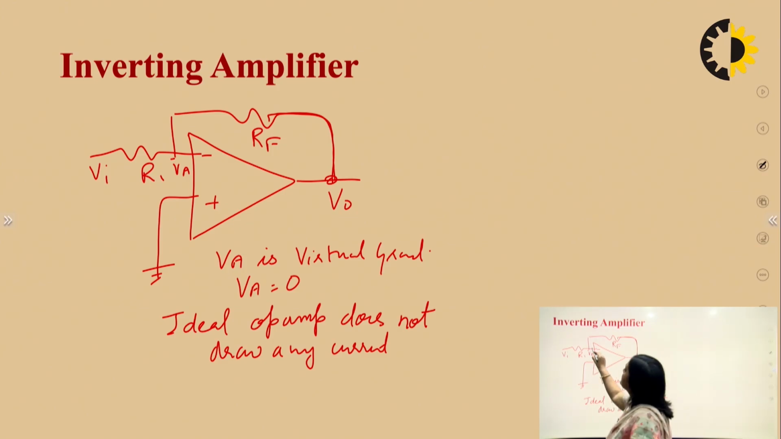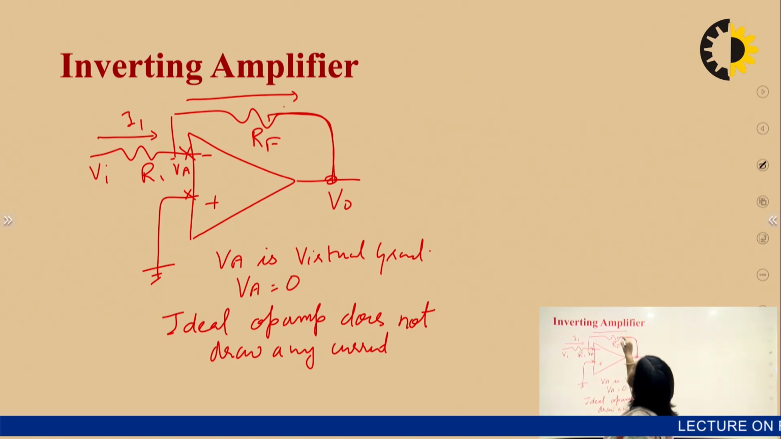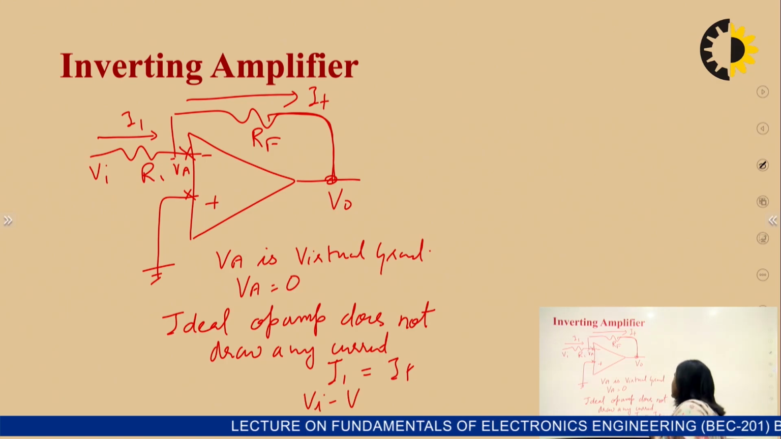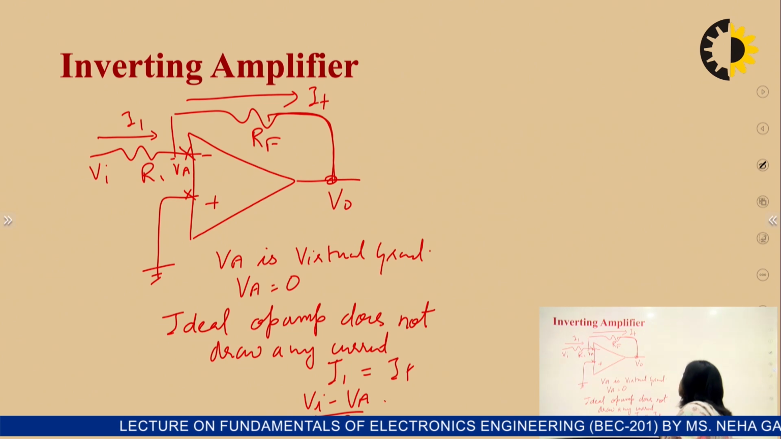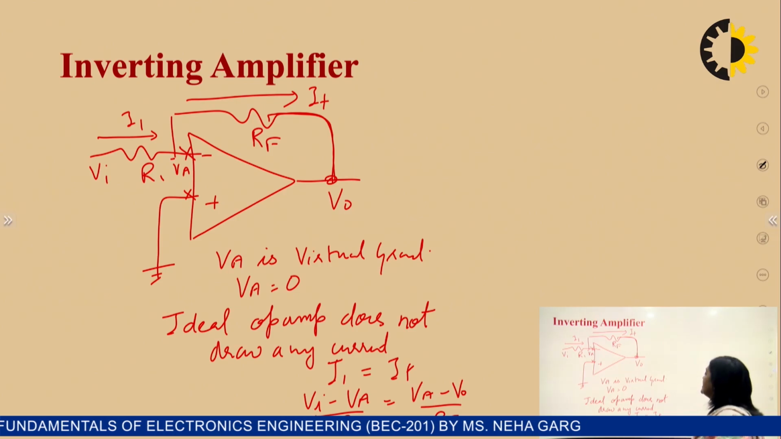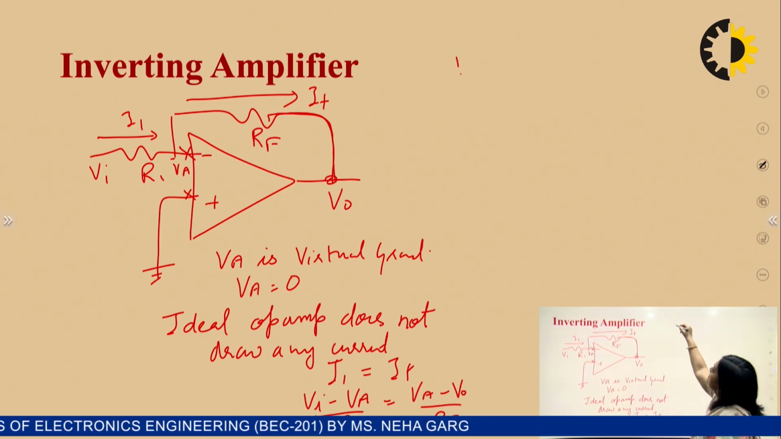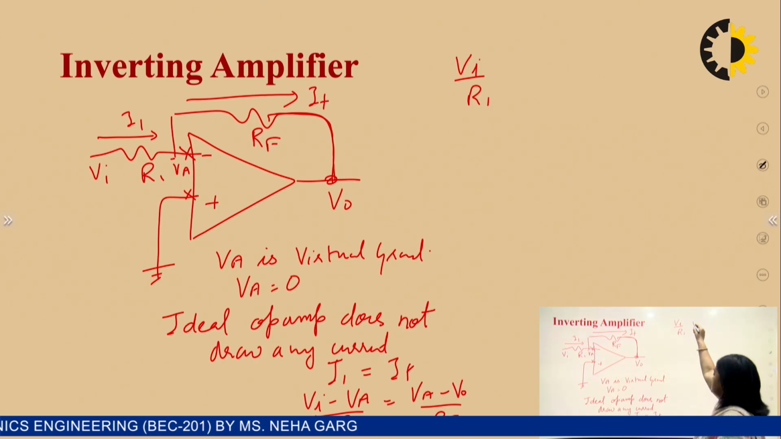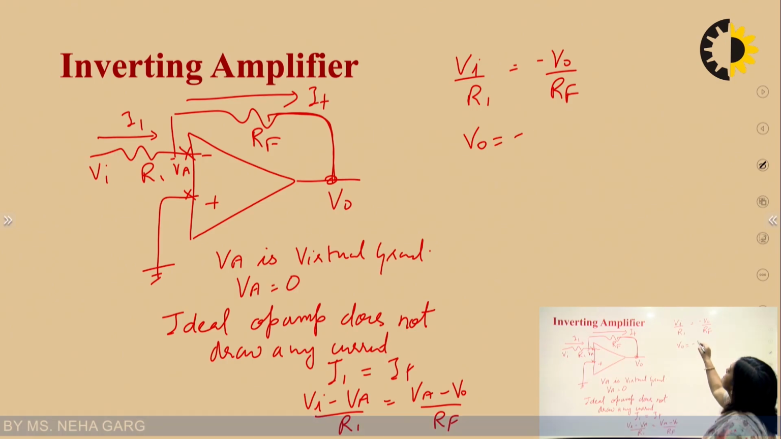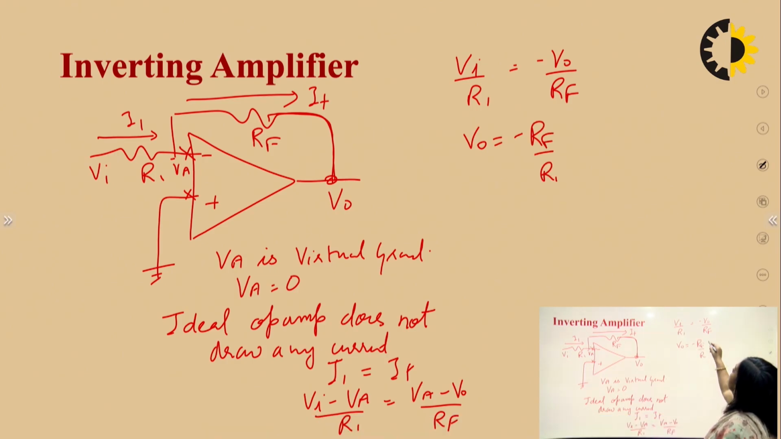That's why there will be no current here, and all of the current, this I1, will be passing through this feedback path, and I1 would be equal to IF, and I1 will be equal to Vi minus Va upon R1. Similarly, Va minus V0 upon Rf, and value of Va is 0. That's why it will be like Vi upon R1 is equal to minus V0 upon Rf, and we can write it as V0 equals minus Rf upon R1 multiplied by Vi.